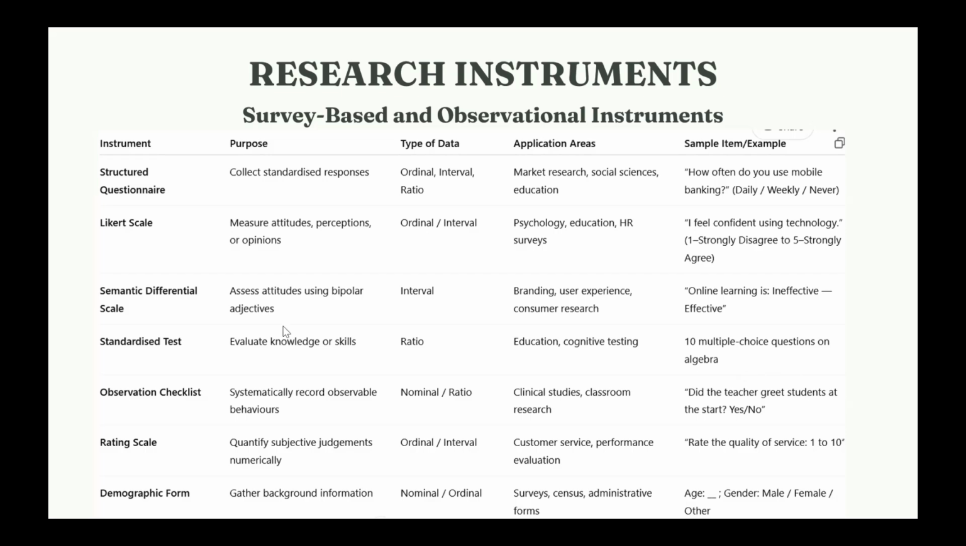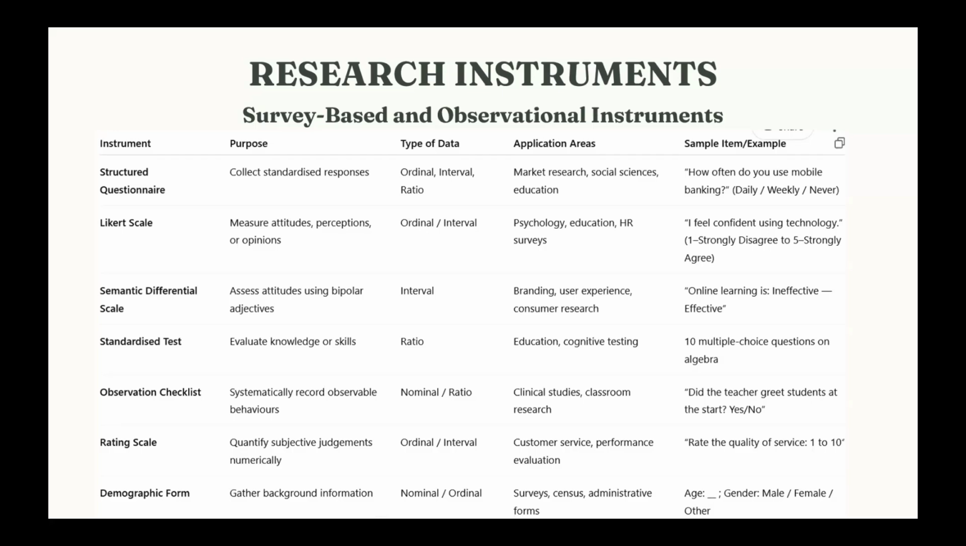Other ones is the observational checklist, a systematic record of observable behaviors. Maybe you are performing experiments in the laboratory, or not just in the laboratory. You are observing in the field, and you want to examine the behavior of people regarding a particular thing. An example where we use this is classroom research. You are observing your students, the way they are responding, just like we are doing now, the way you are responding to my queries, my questions.